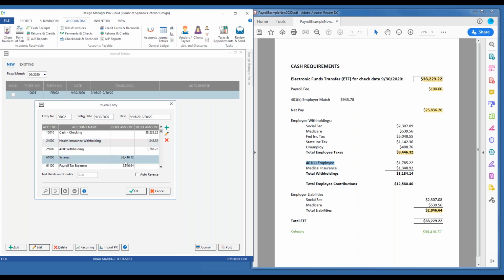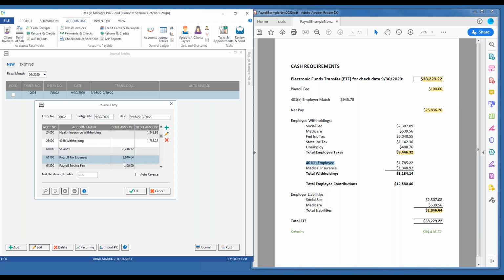Next, we get to our salaries. We're going to debit our salaries. Expense accounts go up when we debit them. And again, that number is easily identifiable on the report. If it's not, as I said before, it's the sum of the net pay and all of your employee contributions, which is their taxes and any additional withholdings they may have. You can calculate that value from that.